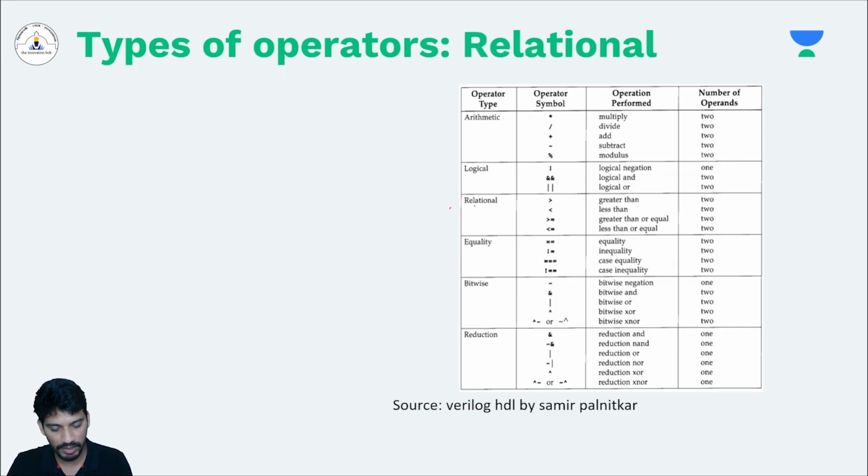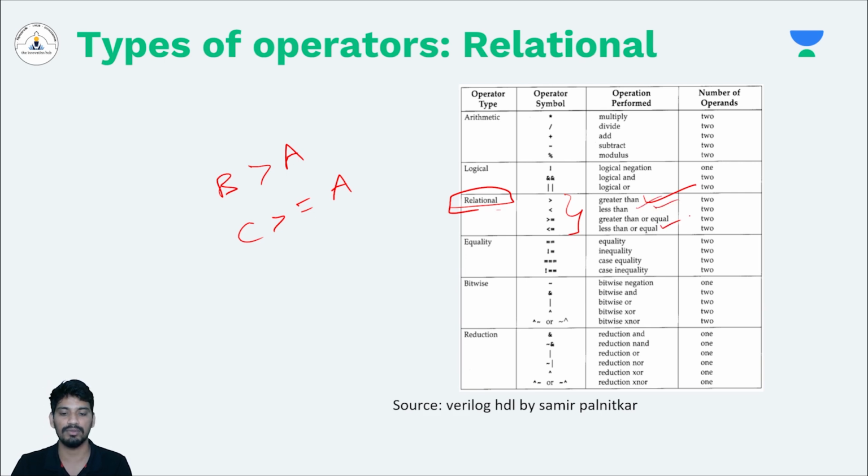Now let's see what a relational operator is. These relational operators are very similar to the C language. If you want to see whether the operand B is greater than A or C is greater than or equal to A, you can check it by using different relational operators: greater than, less than, greater than or equal to, less than or equal to.